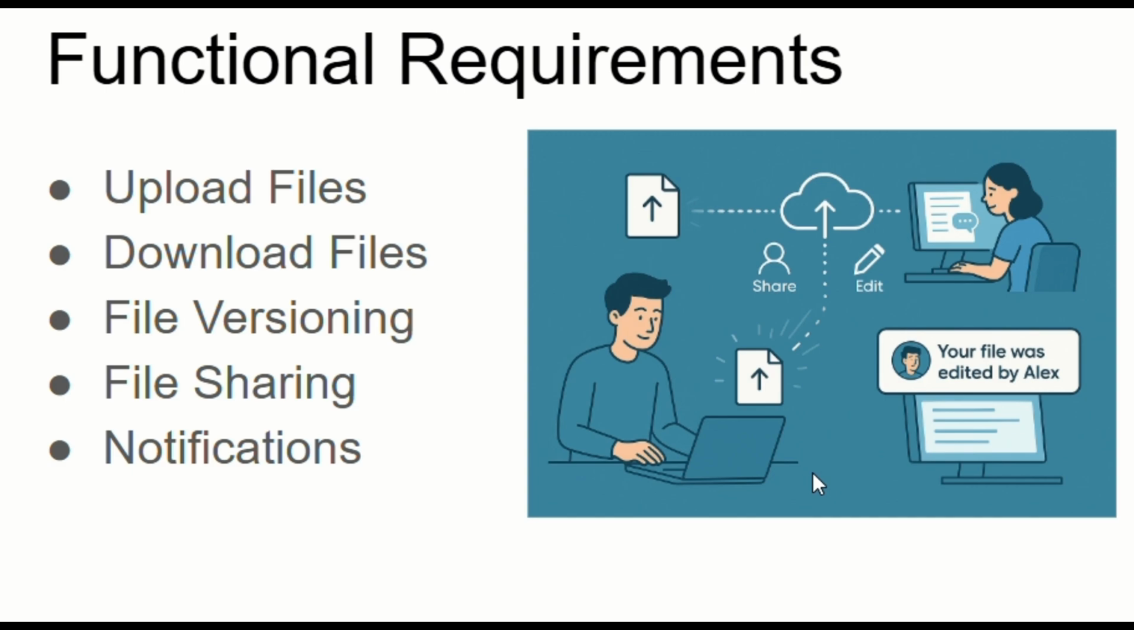File versioning. Ever accidentally delete something or change a file and regret it? Google Drive keeps a history of file version revisions. We need to support that too. File sharing. Users should be able to share files with friends, family, or coworkers, privately or publicly, with view-only or edit access, granular permissions just like Google Docs.